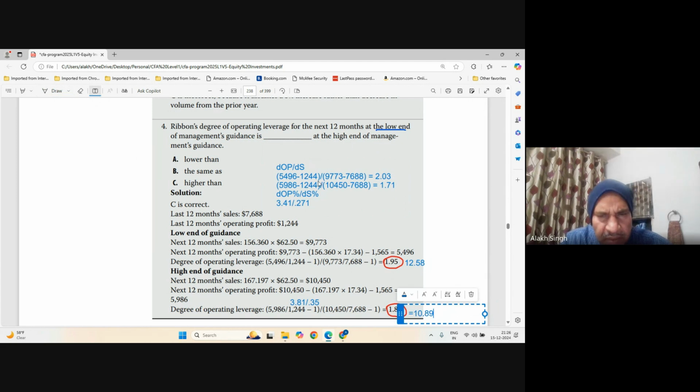Means we should have this DOPS percentage divided by TS percentage. Yes, sir. Yeah, that is what it should be. And this is our correct formula. So let me correct it up also.